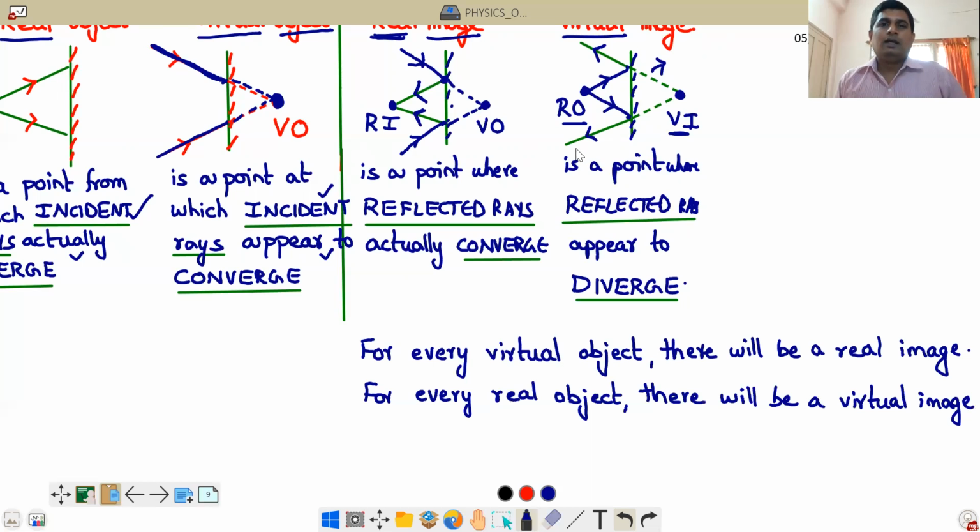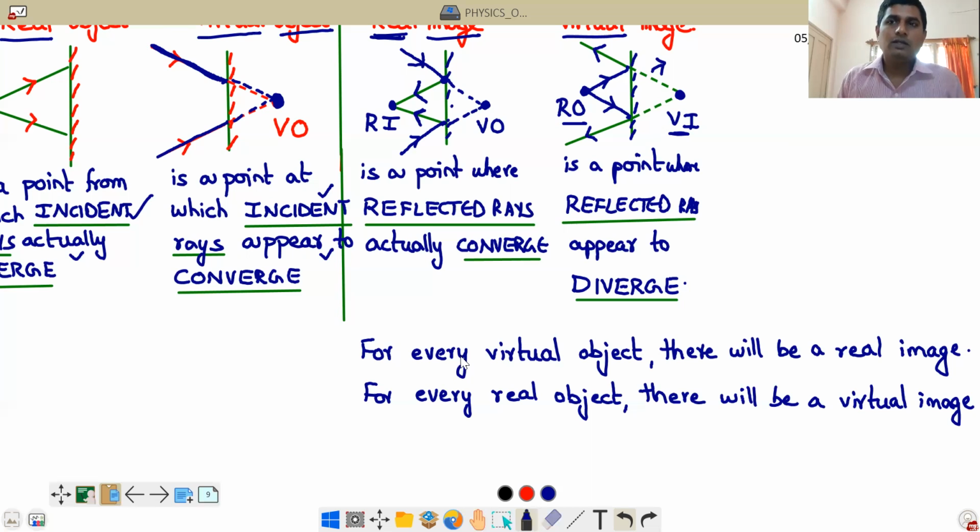I hope you learn these definitions thoroughly. Tomorrow I'll ask, randomly, for the first 5 to 10 minutes, these definitions: what is meant by real object, what is meant by virtual object, what is meant by real image, what is meant by virtual image, and all. So please first write down these terms, understand them, learn them, and then tomorrow when I ask, please say it honestly, because it's online. These definitions are very, very important. Don't take it lightly, students.